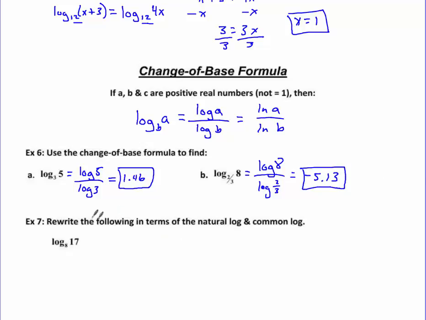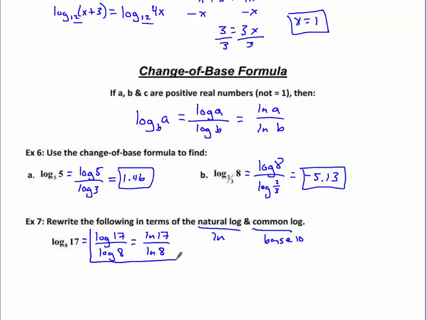All right, last one says rewrite the following in terms of natural log and common log. Well, common log is base 10, and natural log is your ln. So log base 8 of 17 equals log base 10 of 17 over log base 10 of 8, which is what we've been doing all this time. But that's also equal to the natural log of 17 over the natural log of 8. So nothing new, just another way to write it. So change of base, that means exactly what we've been doing.